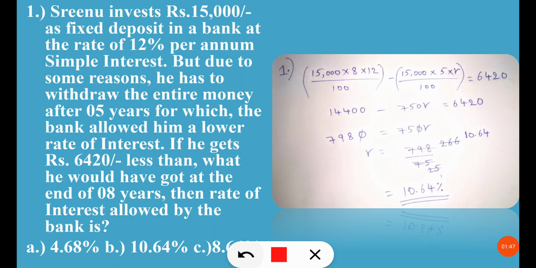After the cancellations, we get 14,400 minus 750r equal to 6,420. With this, the rate of interest we can find out as 10.64%. Option B is the correct answer. I hope you understood this problem. Moving to the second question.